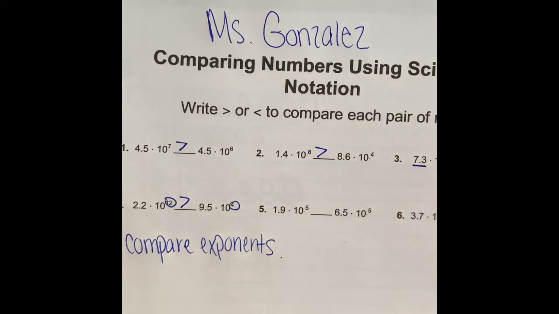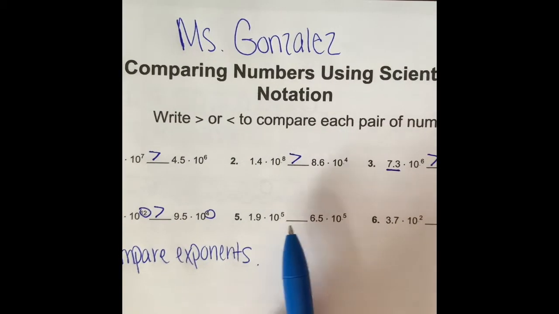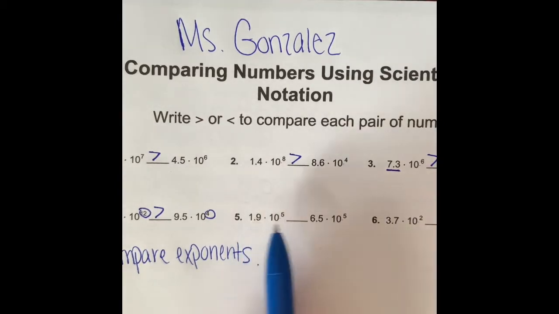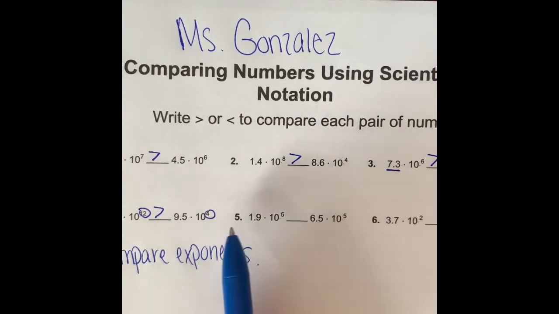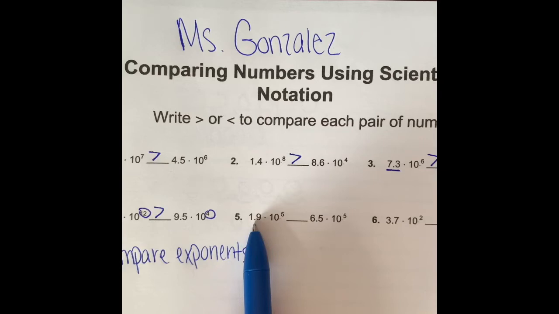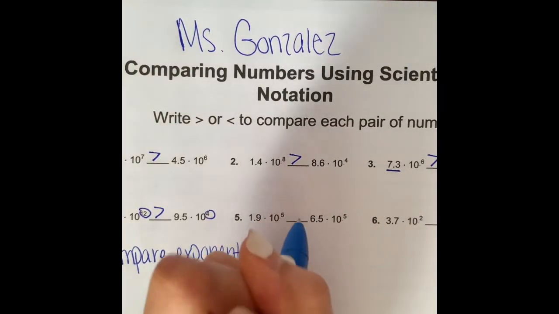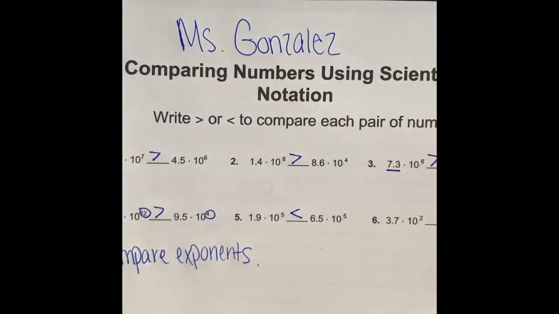Okay, number 5. Let's look at our exponents. The exponent here is 5. The exponent here is 5. They're the same. So what do we do when our exponents are the same? We look at the coefficients. Which one is greater, 1.9 or 6.5? 6.5 is greater. Okay, that's all you have to do here.